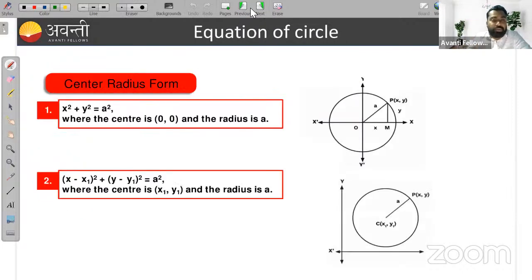Okay, and also we have seen center-radius form. What is the center radius form and center when the center is not at origin? First case, this is the case when the center is at origin, and this is the second case when the center is not at origin. For the first one, the equation is x square plus y square is equal to a square, where the center is 0, 0 and the radius is a. But in the second case, the equation becomes x minus x1 whole square plus y minus y1 whole square is equal to a square. Here the center is x1, y1 and the radius is a, right? Okay.